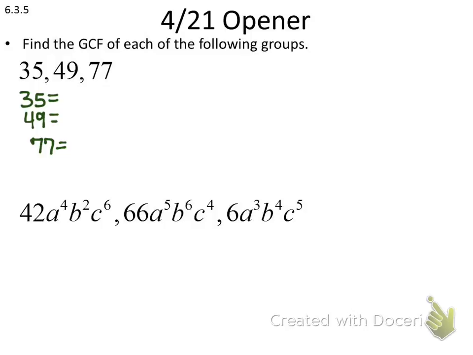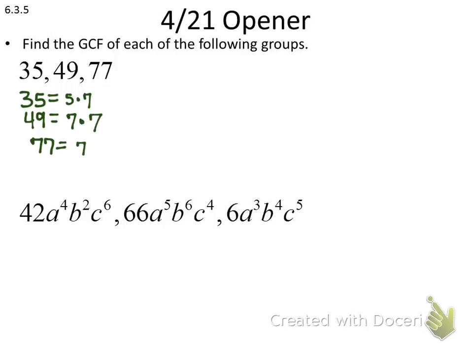So what I'm going to do is look at my blue cheat sheet, and I'm going to find the prime numbers for each of the following terms. So what are my prime numbers for 35? 5, 7, and 1. I don't need to put 1 on there. What are my prime numbers for 49? 7 and 7. And then for 77?